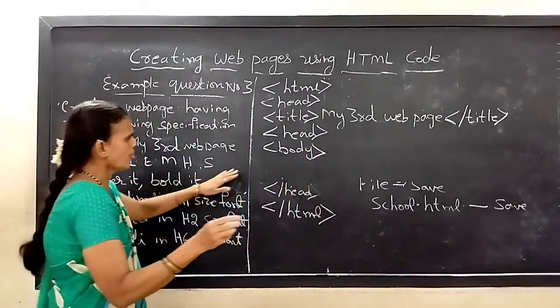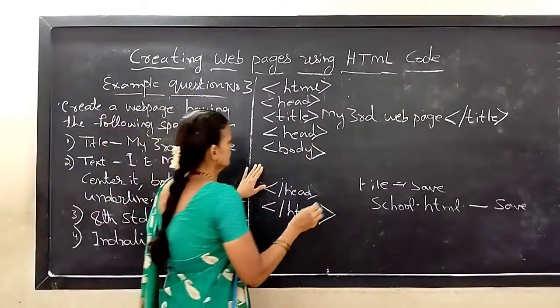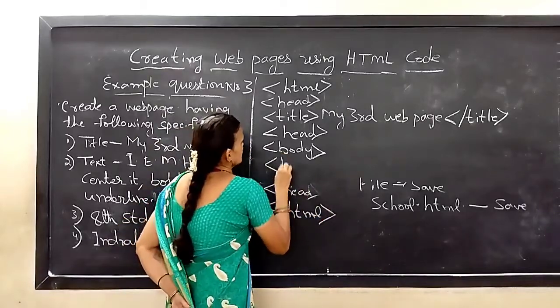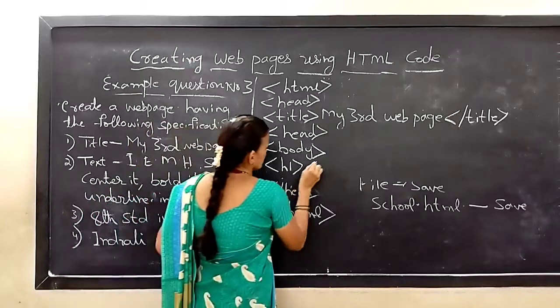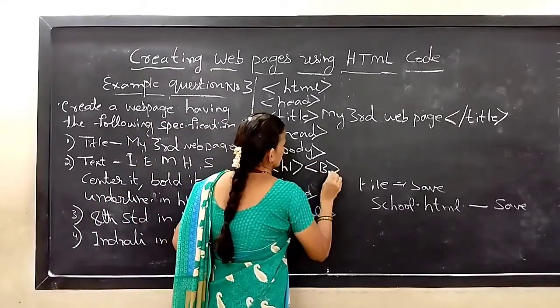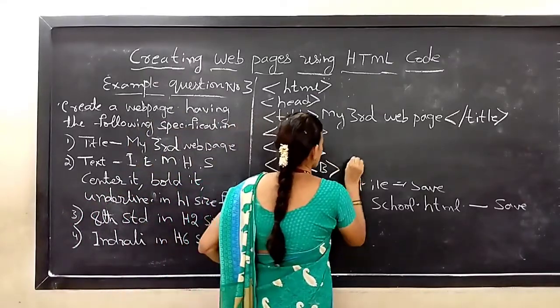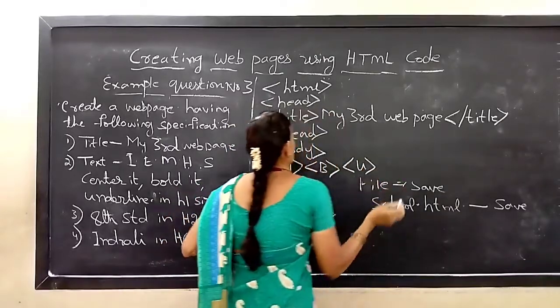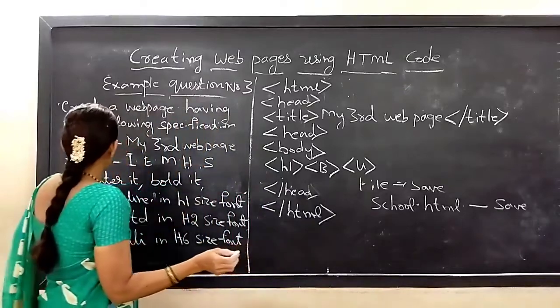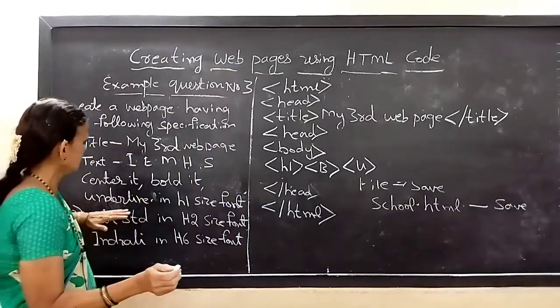What do you want to write? We want to write our school name in a big size, so write H1, and it should be bold and centered, so you write B. You can write capital or small letters. Then it should be underlined, so you can use underline. What I wrote: center it, bold it and underline.